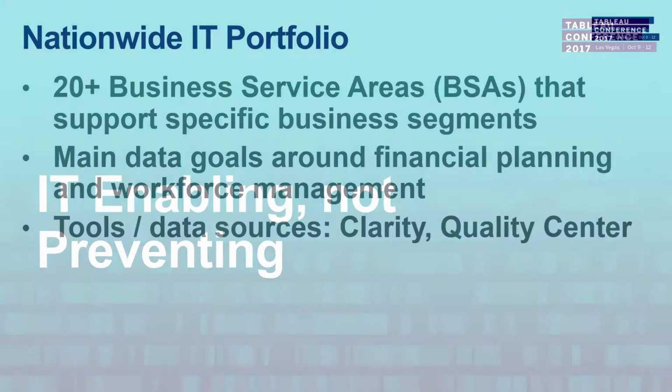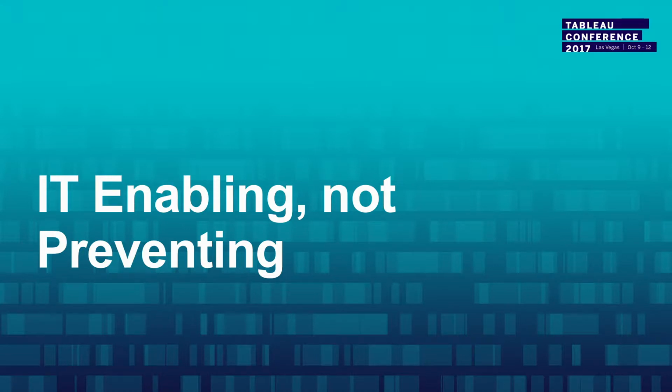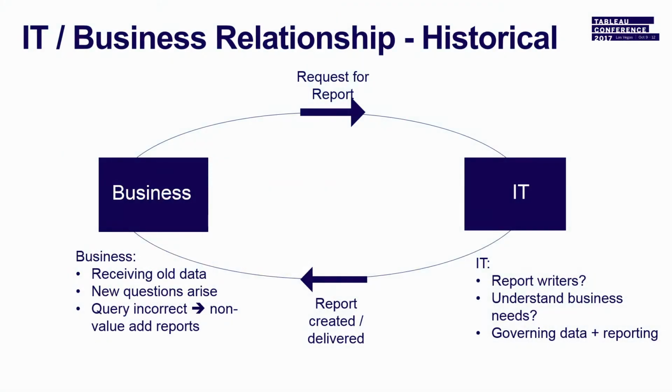So to get to our first use case here, it's about really talking about how IT is enabling and not preventing. So we have a nice little diagram that I drew, so don't judge, please. And we'll start on the left-hand side with the business. So typically, in an IT business relationship, you have the business side requesting a report, so we go to the top line over there. IT receives that report, and then we have a couple of bullets under IT. You know, typically, the IT folks that are maybe managing their data sources and their data warehouses, are they really report writers? That might not necessarily be the case in a lot of different enterprises.